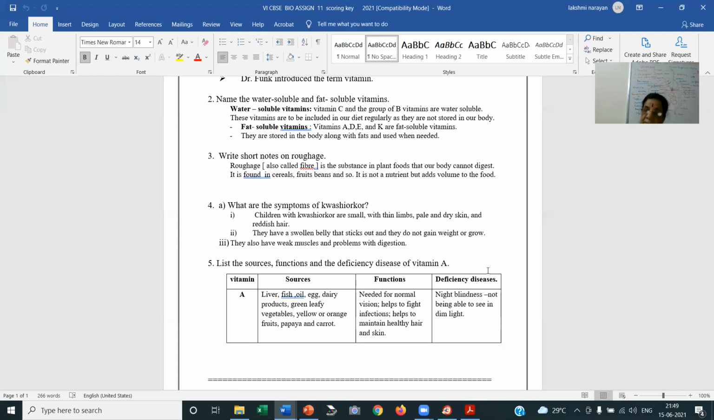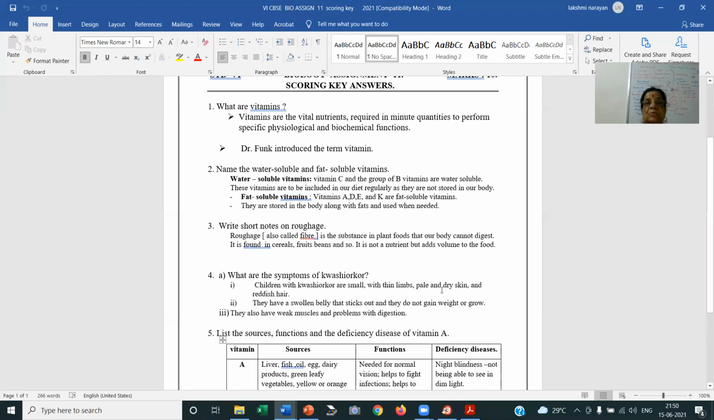If it is not in the required quantity, it causes deficiency diseases: night blindness and xerophthalmia. Night blindness is not being able to see in dim light, whereas xerophthalmia is dryness in the eyes. I hope you understand.